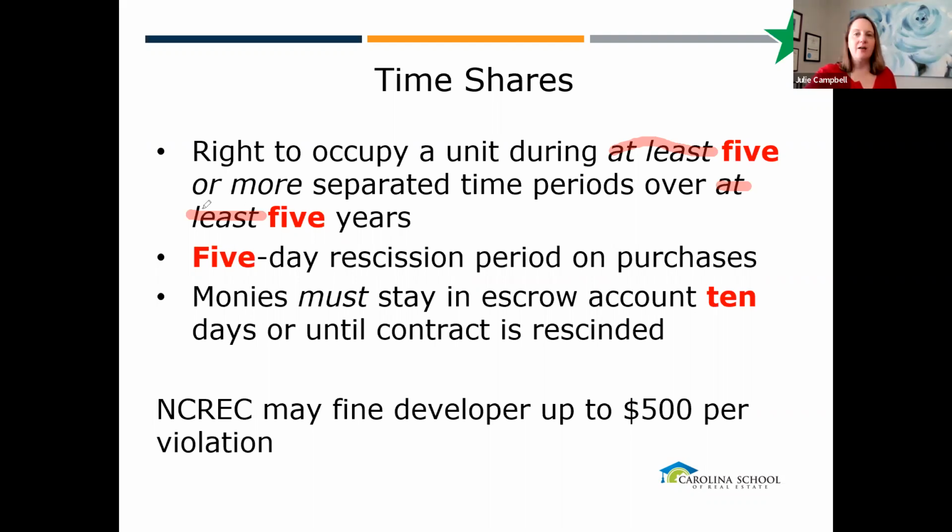Remember what we said too about timeshares, if it meets this basic definition, it doesn't matter what you call it. If you have East Coast Vacation Resort and it meets this definition, it's a timeshare. If it walks like a duck and quacks like a duck, it's probably a timeshare. So at least 5 or more separate time periods over at least 5 years. There's that 5-day recession period. That means the buyer has 5 days to take back their contract. If they put down any deposits, they'll get their money back.